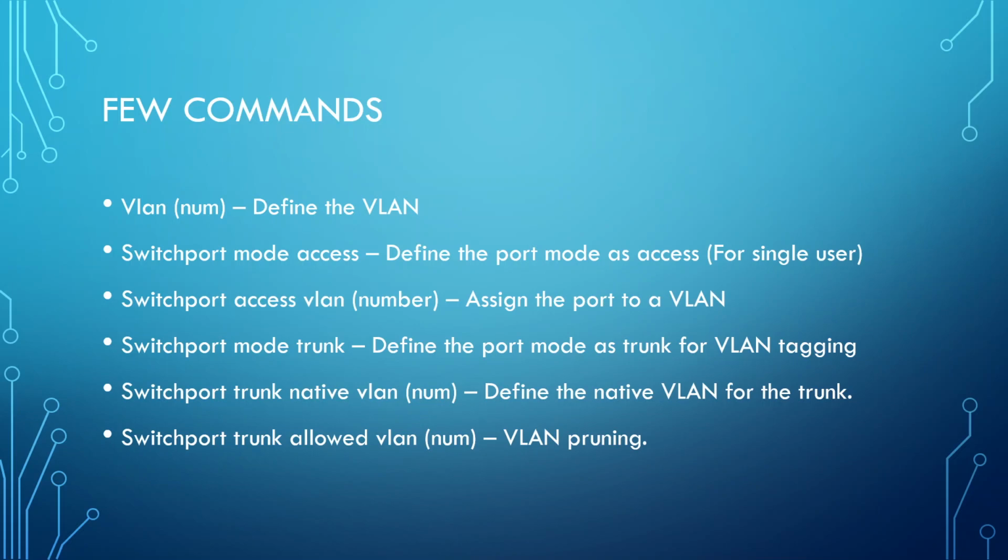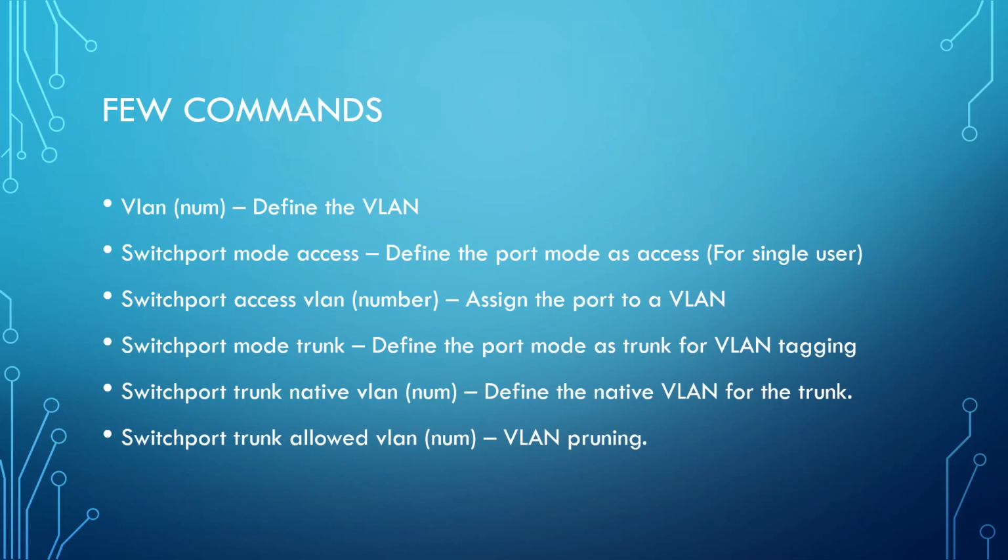Firstly, we have to define our VLANs with the command vlan number. This could be any number from 1 to 4094. There are some numbers which we can't use. Again, we'll have a look at that. Then we have to essentially assign our ports on our switch to individual VLANs.